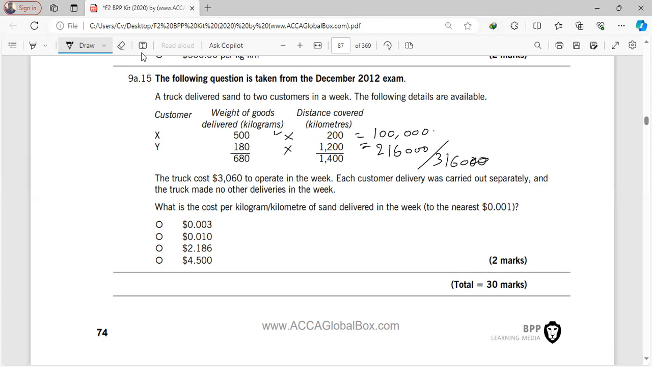Why did I calculate separately? Because 500 and 180 are two different values. If we had 500 here and 500 there, then we could say that 500 is multiplied by the combined distance. But here we will calculate separately. So 3060 divided by 316,000. The answer will be 0.0101. Any question?